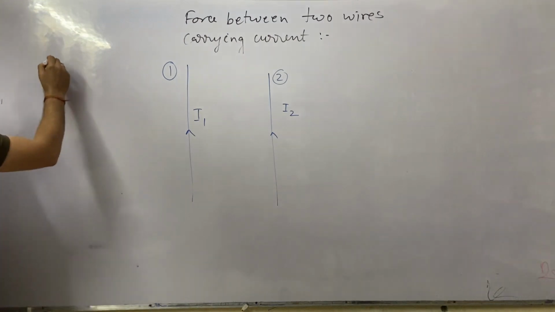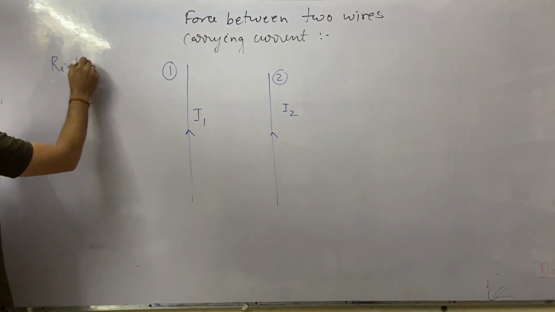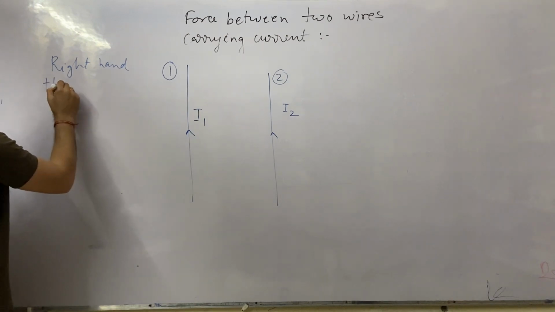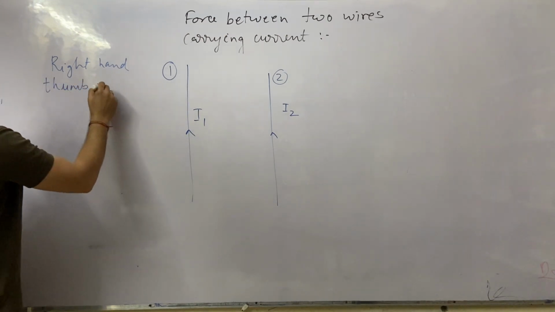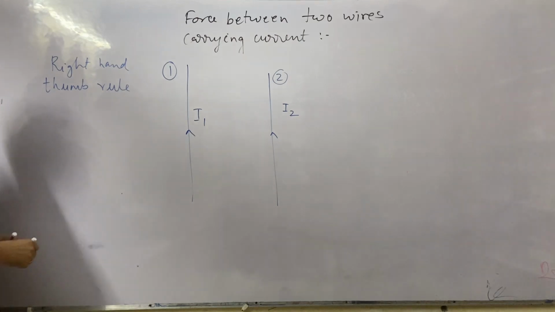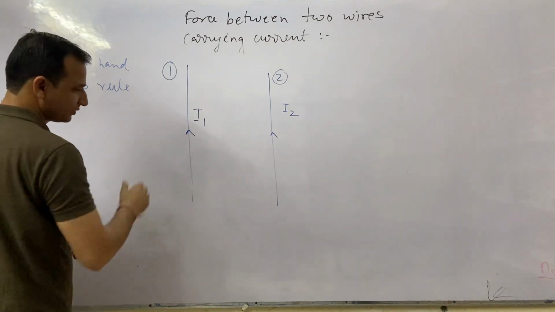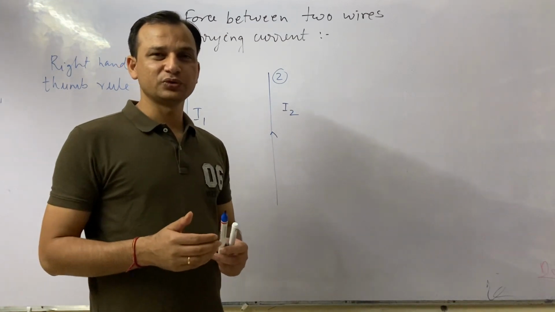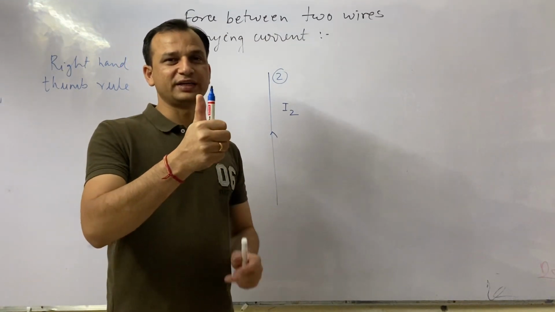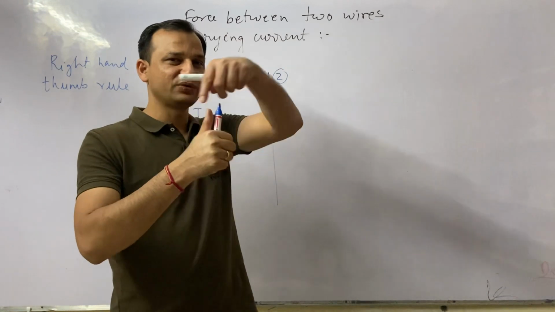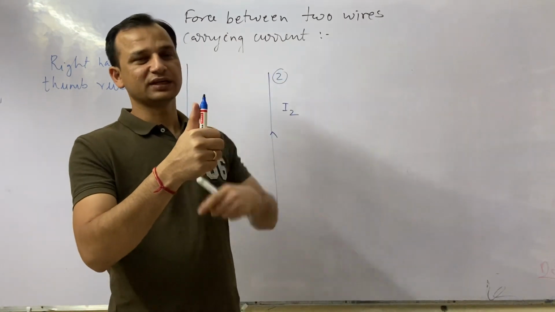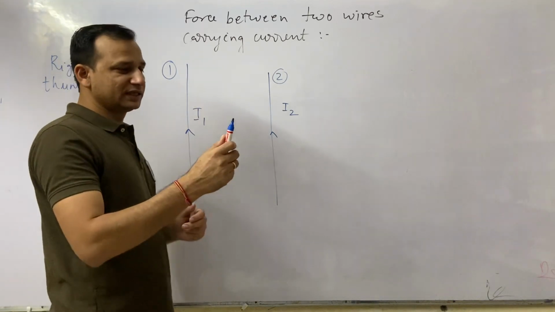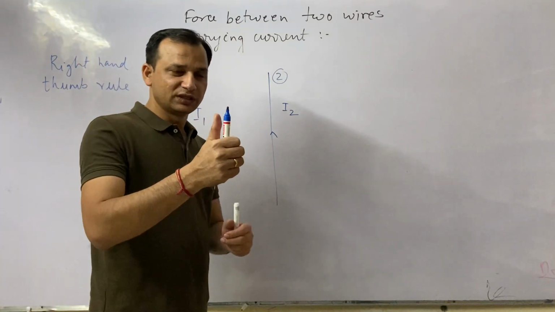By using the right hand thumb rule, we can find the direction of the magnetic field around this wire. If you already know how to use the right hand thumb rule to find the direction of the magnetic field around a current carrying conductor, then you can use that rule, or it's very simple to use.